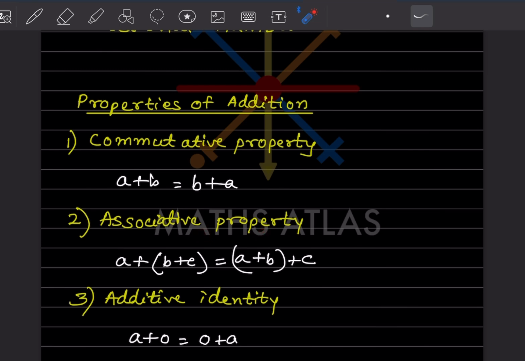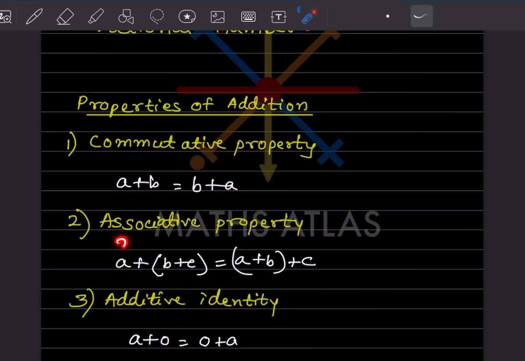For the associative property, a plus b plus c is the same as a plus b plus c with the brackets grouped differently. If I write 2 plus 3 plus 4, a is 2, b is 3 and c is 4. When we add it, 5 plus 4 is 9, and 7 plus 2 is also 9. For the additive identity, a plus 0 is equal to 0 plus a. If I write 5 plus 0, this is going to be 0 plus 5. So 5 is equal to 5. So these are some of the properties.